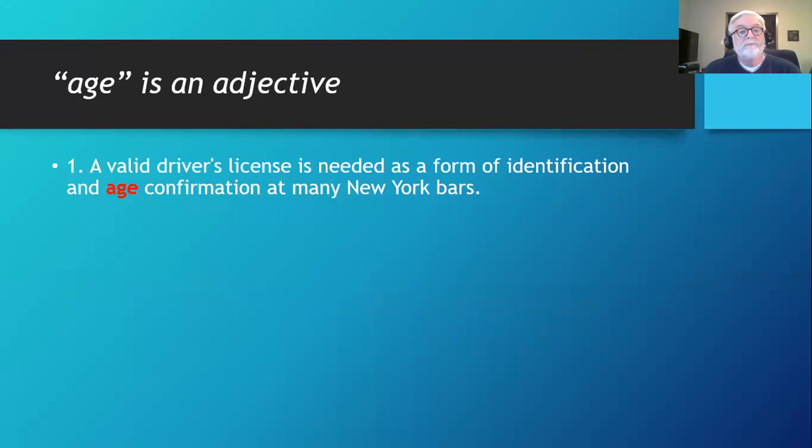First one, a valid driver's license is needed as a form of identification and age confirmation at many New York bars. In this particular instance, the word age comes in front of the word confirmation. It talks about what type of confirmation, a description of the confirmation. And in this instance, age is functioning as an adjective.